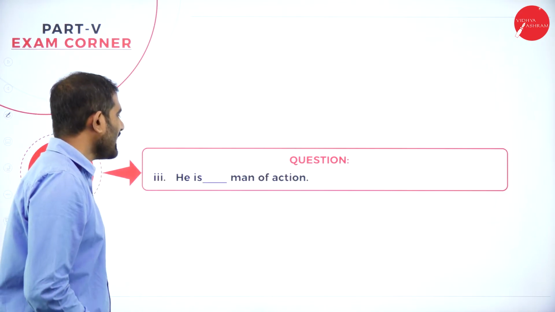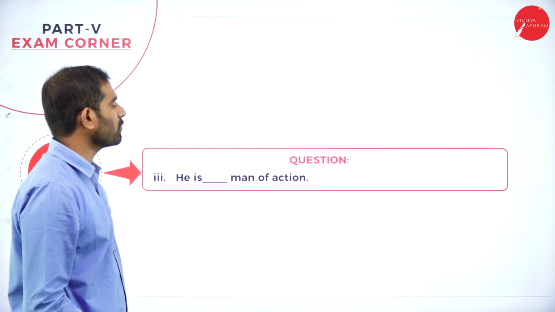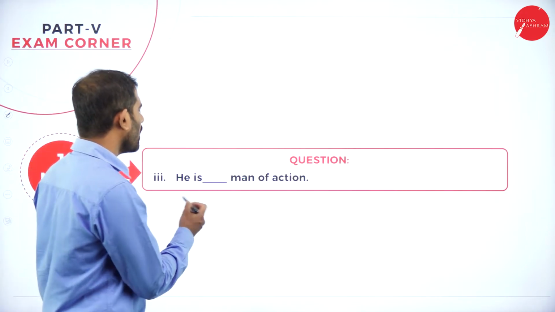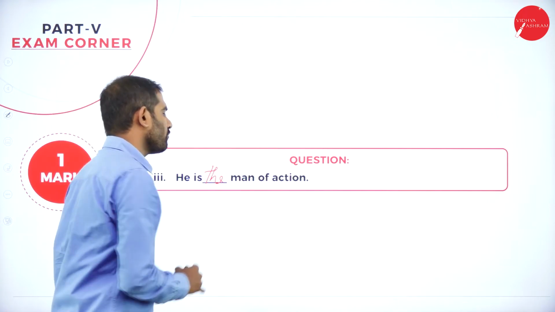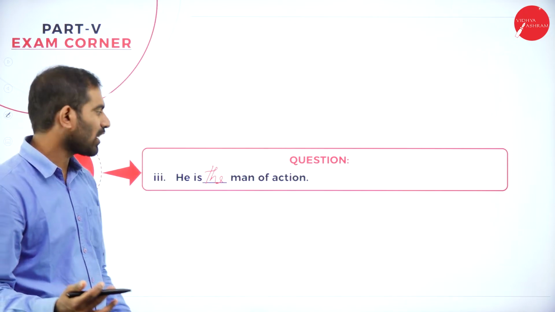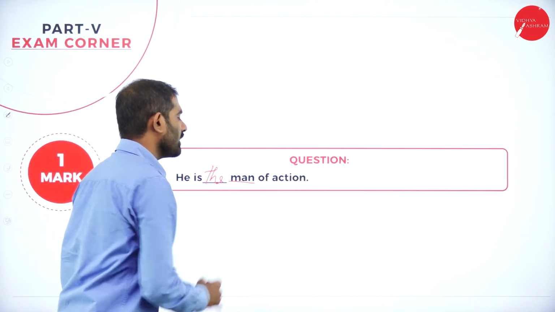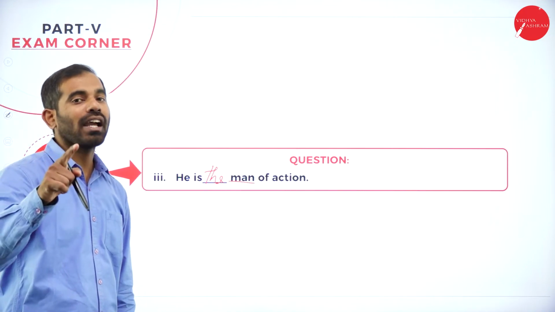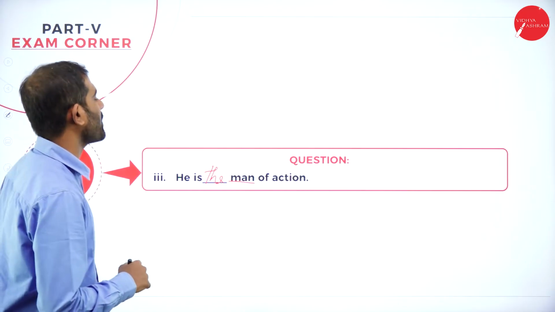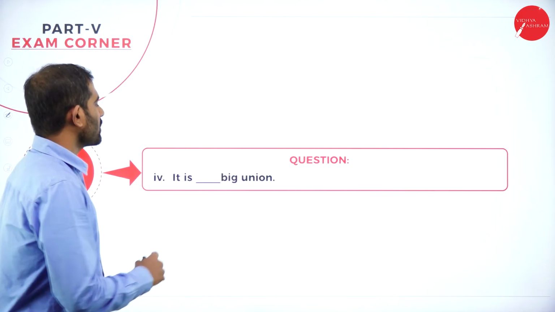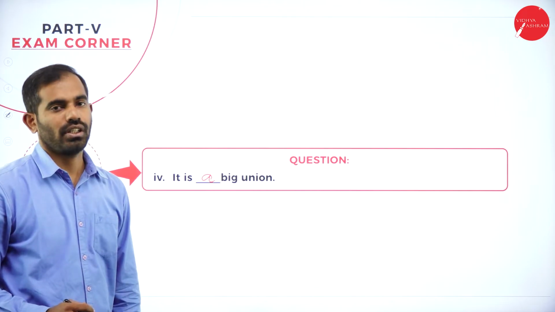Third one, he is dash man of action. Now here, he is the man of action. He is a man of action. Yes, of course, but here we are talking about particularly the man of action. The man, we are talking about one particular man here. He is the man of action. It is a big union.